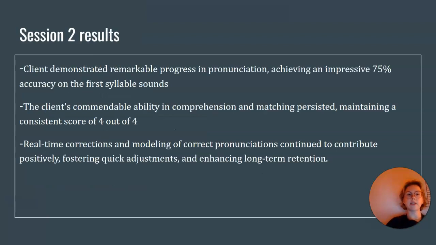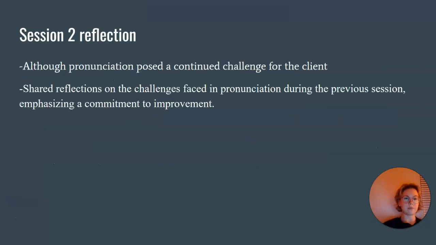So the results were that the client demonstrated remarkable progress in pronunciation, achieving 75% accuracy on the first syllable sound, so 75% or 3 out of 4 on pronunciation, and was able to achieve a score of 4 out of 4, or 100%, on the comprehension aspect. Real-time corrections and modeling of correct pronunciations continue to contribute positively, fostering quick adjustment and enhancing my client's long-term retention.